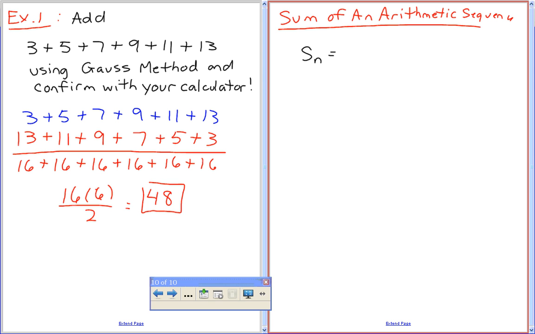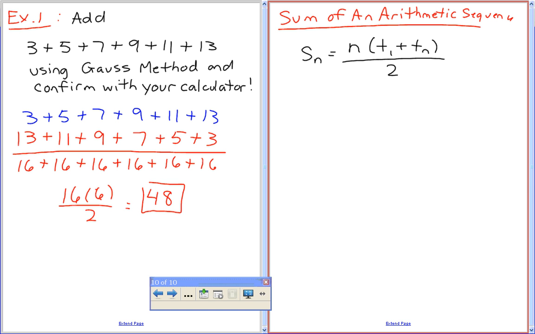You add the first and the last one. Perfect. What else do I do? Times by the number of terms. Sounds good to me. The number of terms is n. And I'm going to divide by 2.